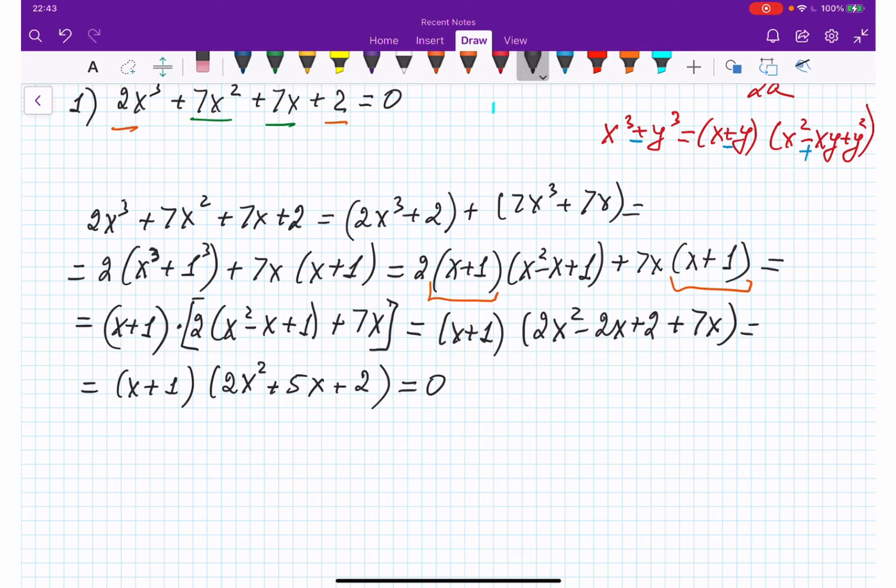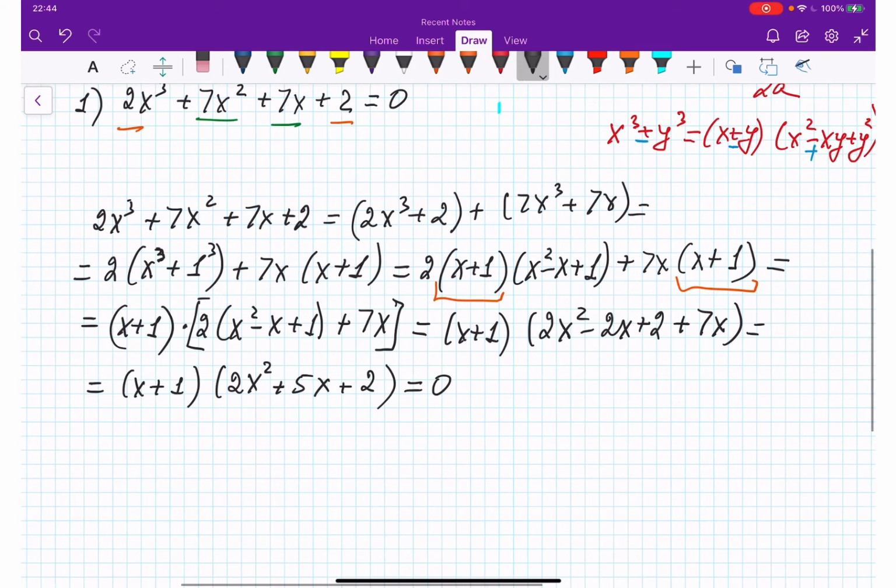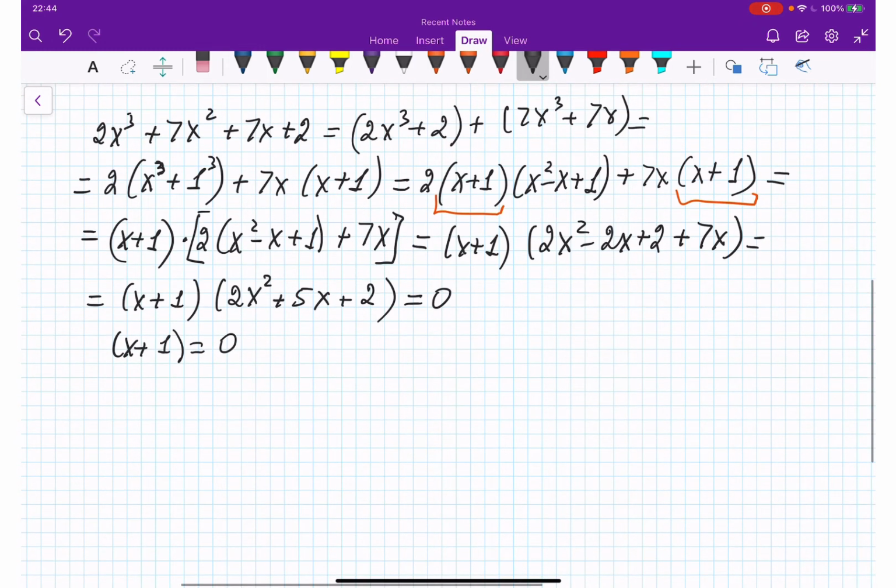I got to 2 parentheses of multiplication that is equal to 0, which means it sounds familiar already. We can solve it from here, which means either x plus 1 is equal to 0, or 2x squared plus 5x plus 2 is equal to 0. So from here, x is equal to negative 1. It is clear.